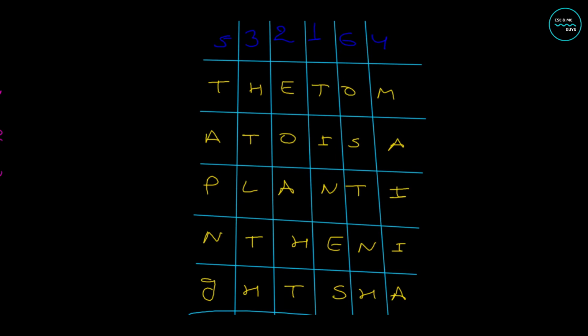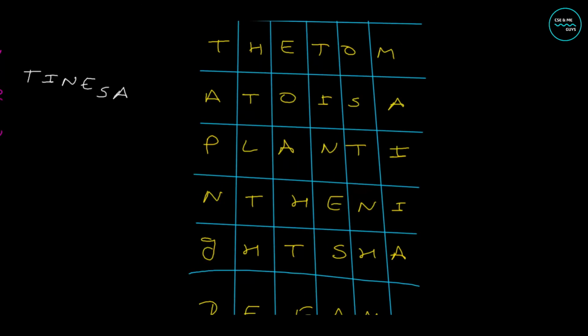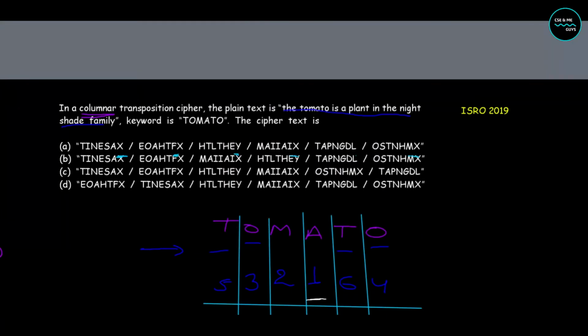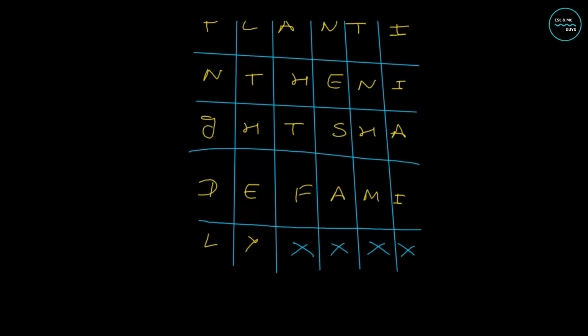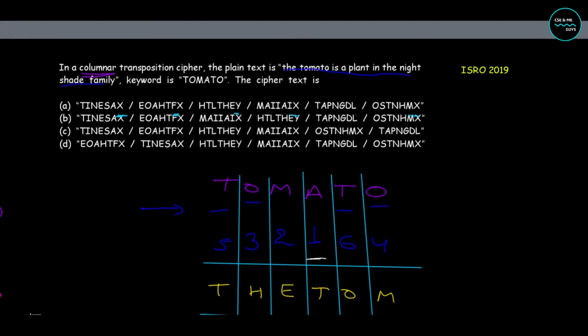So our encrypted text will start from 1. It will be T I N E S A. So do we fill the don't care or not? Let's just fill it, because in all options X and Y are given in the question. X is don't care and Y is the real number. So this is the first word.